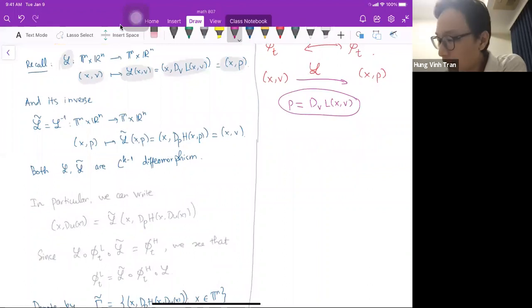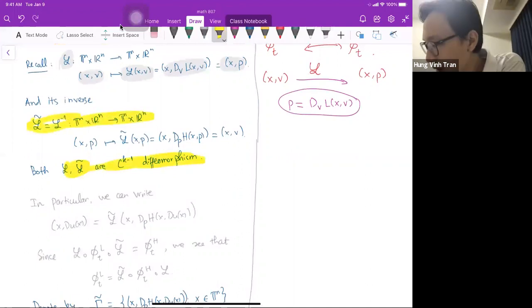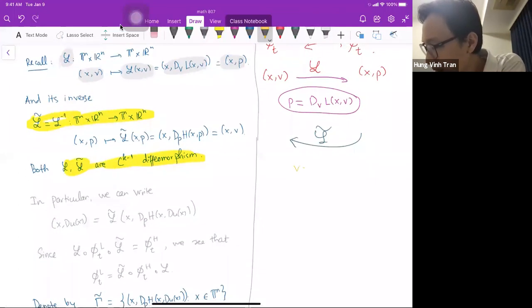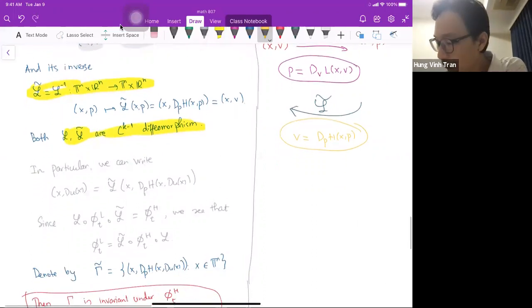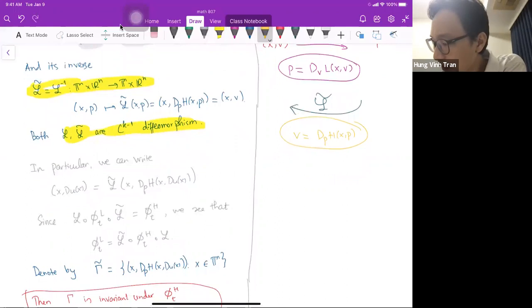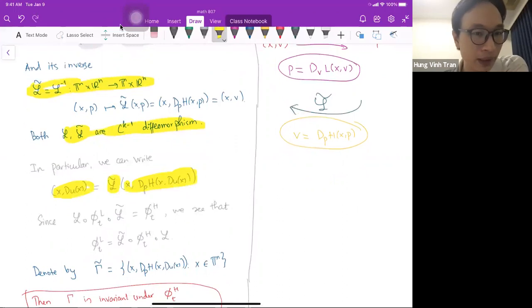And we have shown that curly L and curly L tilde are C^{k-1} diffeomorphisms, right? And curly L tilde is just the way that you go back. If you go from x_p back to x_v, then this is curly L tilde. And then if you go back, what you should have is that V is d_p H of x_p. Okay, and that's the way to get back. And in particular, if you have the gradient, if you take x, du(x), then you can write curly L tilde of x, d_p H of x, du(x), again just d_p H of x_p. Okay.